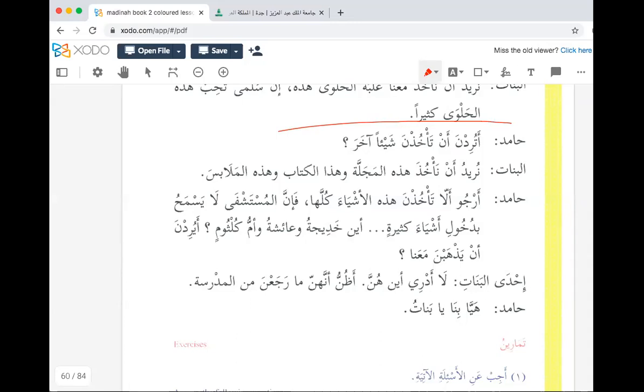Tafadhal Imran. Abdul Karim, did you read last time? If you didn't, then go ahead, Abdul Karim and Imran. Abdul Karim start with Hamid and Imran with Al-Banat.